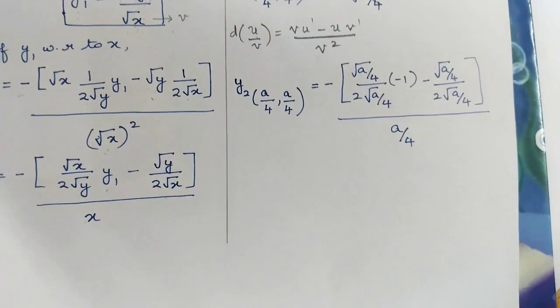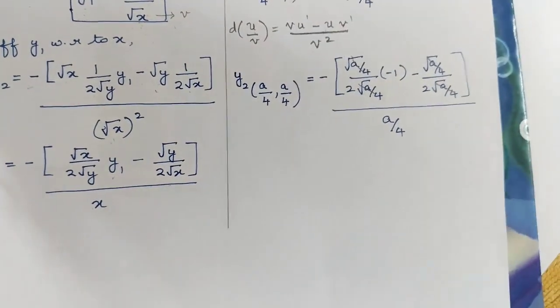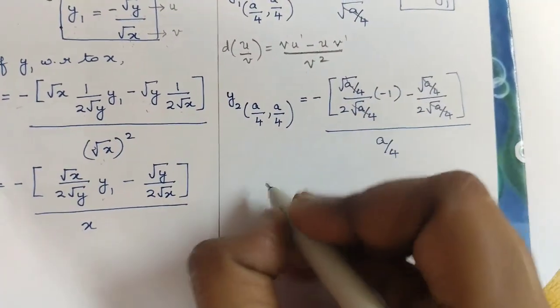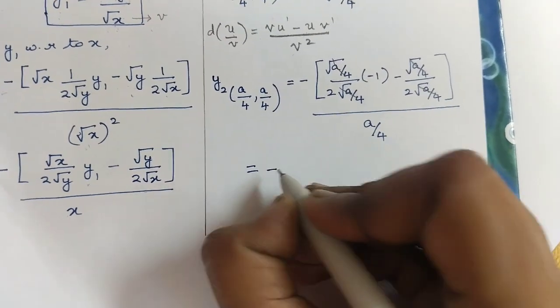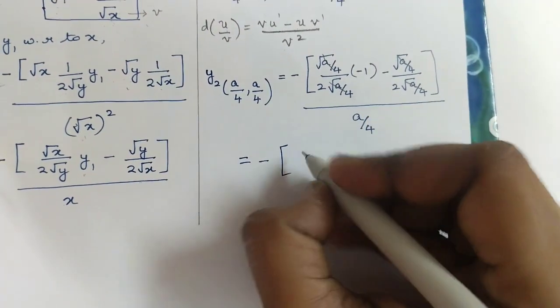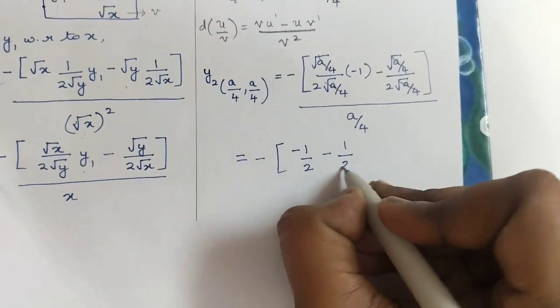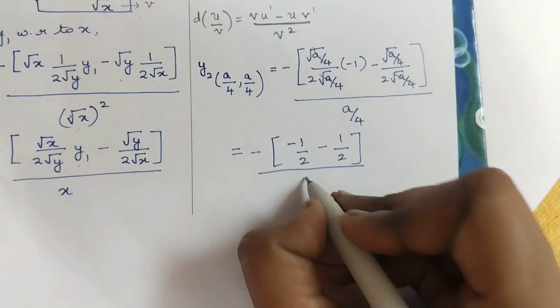Now again this will get cancelled. This will also get cancelled. So you will be left with, keep this minus here itself. Inside alone it has got cancelled. So it will be minus 1 by 2. And here you will have 1 minus 1 by 2 by a by 4.